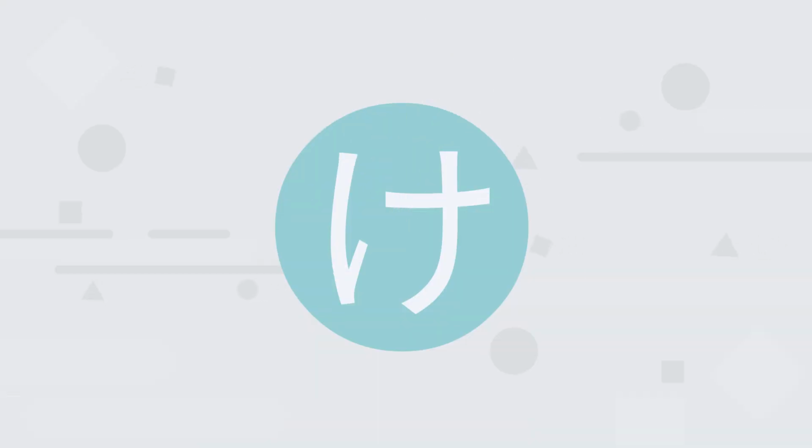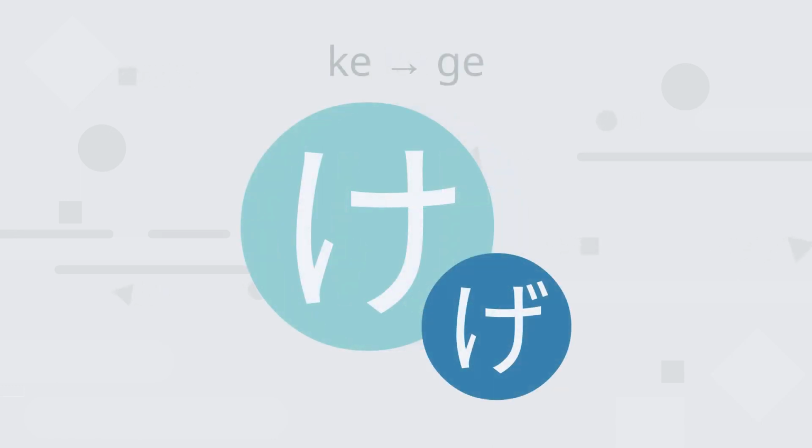What is this character? Ke. Ke with the dakuten is pronounced ge. Ge. Kage.